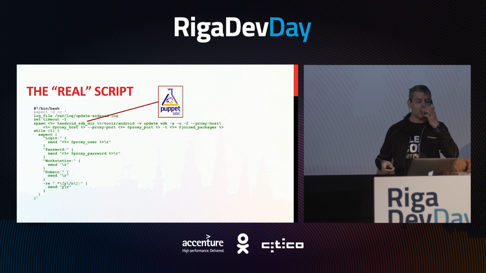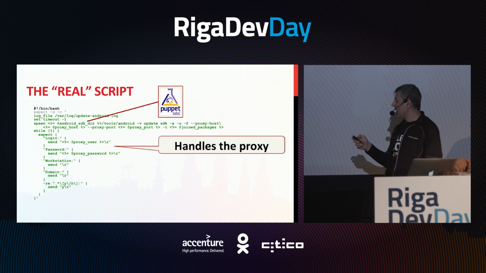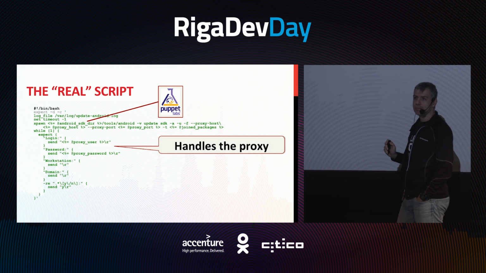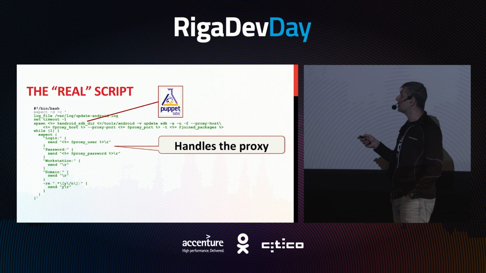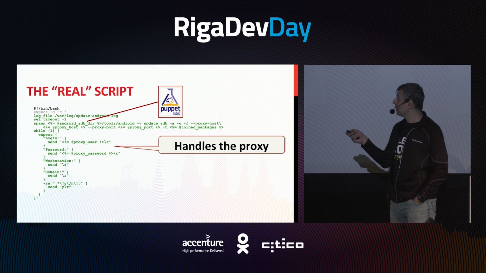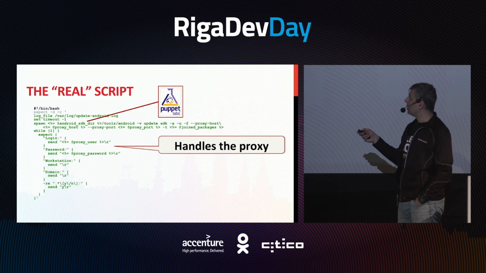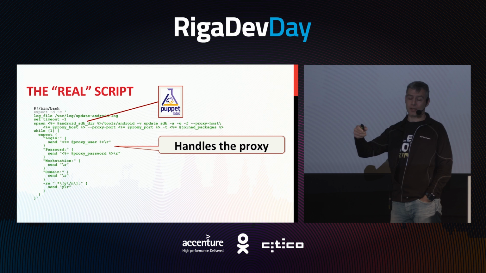And here you can see login, password, workstation, and domain. So this probably means that it was a Windows proxy. And it asked not only for login and password, but for workstation and domain. So I was happy because every time expect sees login, it will input that password and the like. Also notice that there is a backslash r, which simulates the enter key just to send the input. Otherwise, if you don't press enter, it will get stuck.